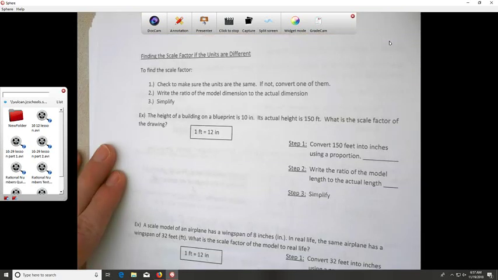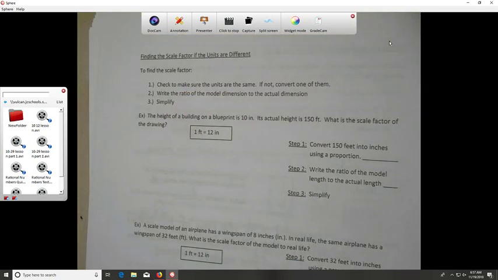All right, for these next examples, we're going to look at how to find the scale factor if the units are different. So we know that to write the scale factor, the units have to be the same.